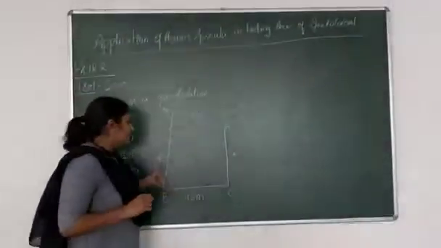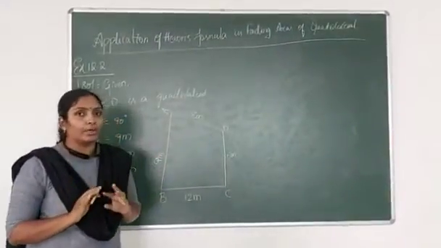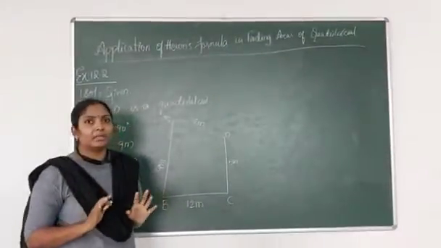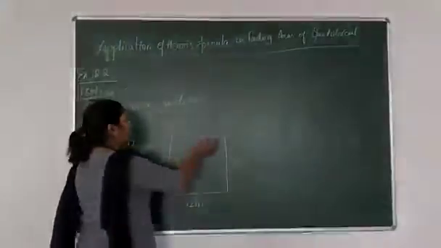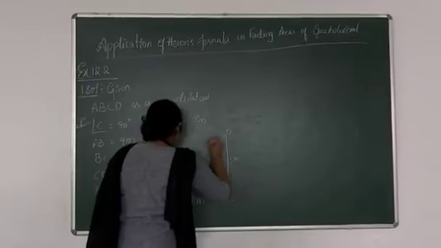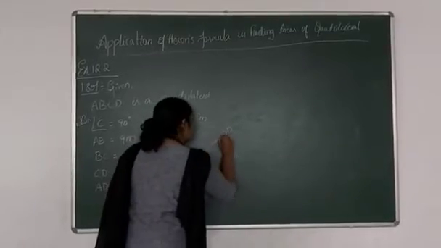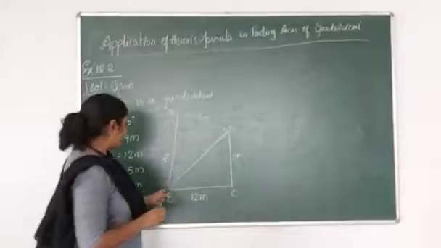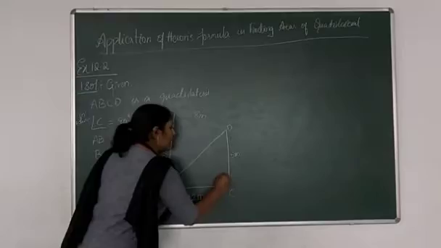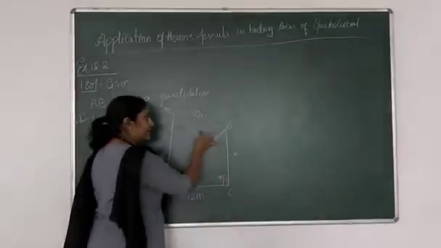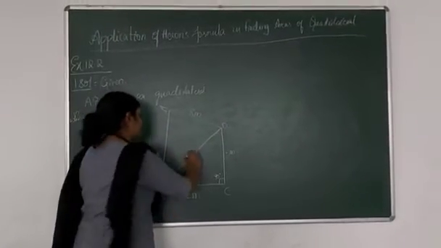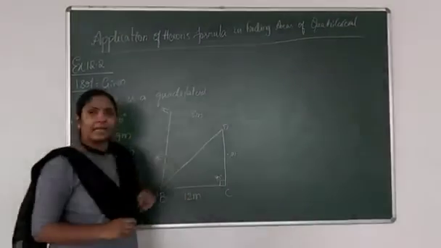Now we are given measures of all the sides of the quadrilateral. But how do we use it? With these measures we can only find out the perimeter and not more than that, right? So in order to find out the area of this, I divide this quadrilateral into two triangles, wherein triangle BCD is a right angle triangle and triangle ABD is a triangle with different side measures. It is a scalene triangle.